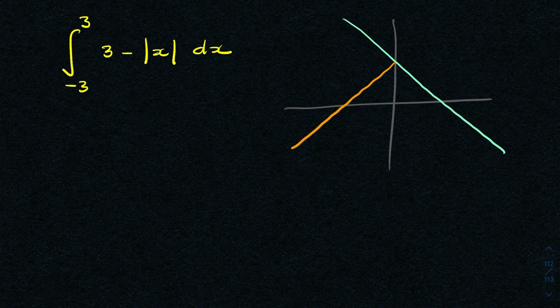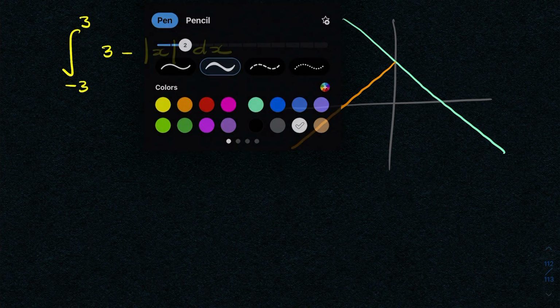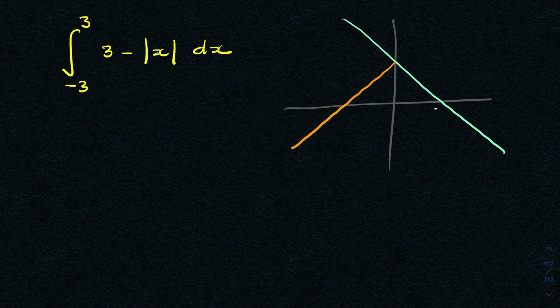Now the part of the graph that we're interested in is between minus 3 and 3, and if you label your graph, you've actually got 3 here, minus 3 here, and 3 here. So what we're interested in is actually the area under the graph from minus 3 to 3, so it's this area.